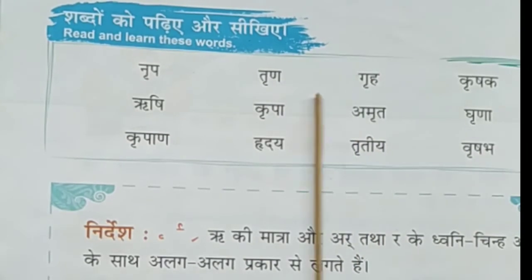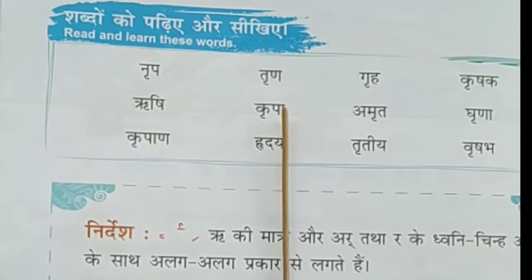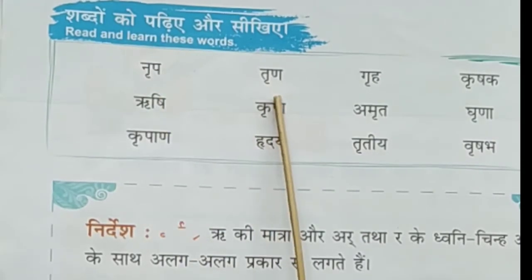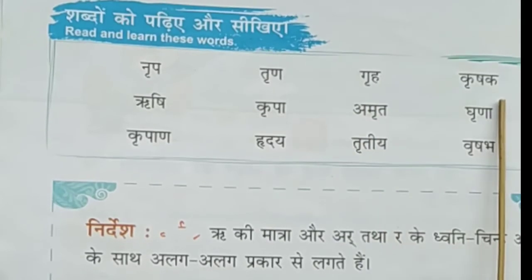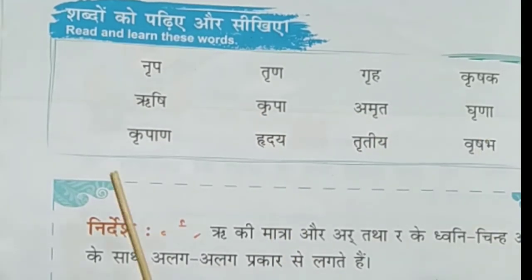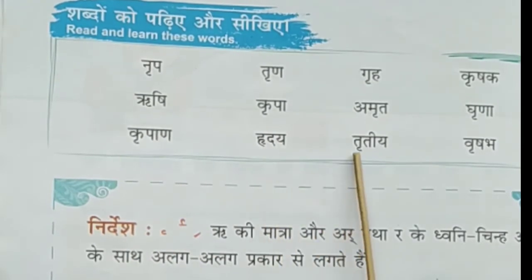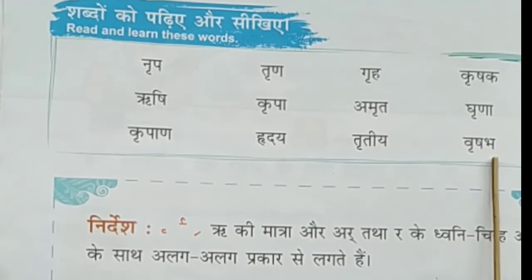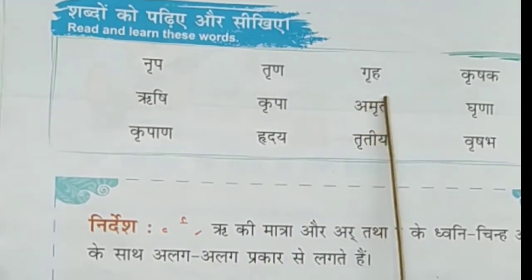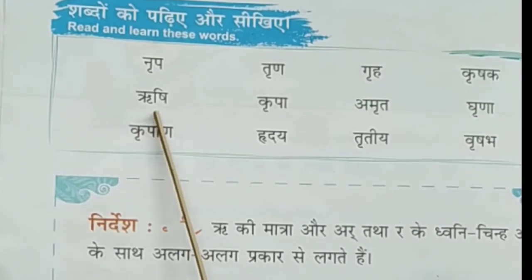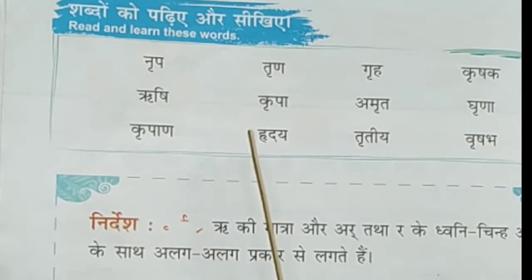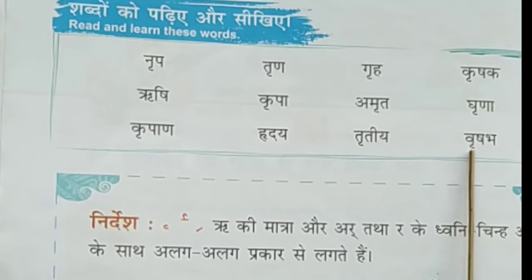We can read these words together. When I read, you trace the line with your index finger. Okay, read. Nrub, Trin, Gre, Krishak, Rishi, Kriba, Amrit, Krina, Kriban, Hriday, Tridi, Vrishab. Read again. Nrub, Trin, Gre, Krishak, Rishi, Kriba, Amrit, Krina, Kriban, Hriday, Tridi, Vrishab.